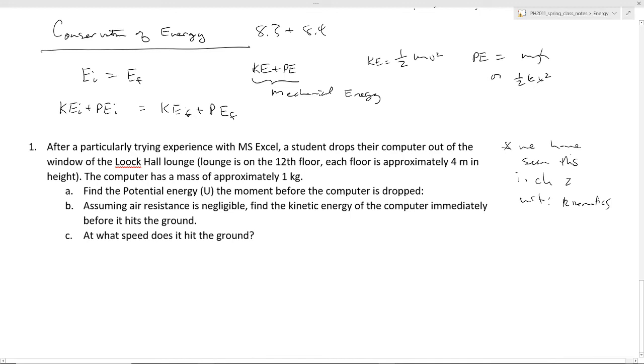After a particularly trying experience with MS Excel, a student decides to drop their computer out of the window of the Lock Hall Lounge. The lounge is on the 12th floor, and each floor is approximately 4 meters in height. The computer has a mass of 1 kilogram. So breaking this down, we want to find the potential energy the moment before the computer is dropped. We want to find the kinetic energy immediately before it hits the ground, and we can back out the speed of the computer before it hits the ground.